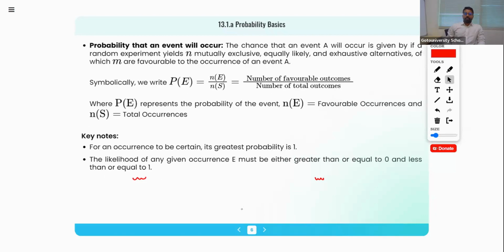As I told you, the definition of probability is given here. What is the probability that an event will occur, which is represented by P(E) symbolically? The chance that an event A will occur is given by a random experiment yielding n mutually exclusive, equally likely, and exhaustive alternatives of which m are favorable to the occurrence of the event A. We don't have to worry about this part right now. I'll just tell you this particular definition symbolically. Probability of an event is given by the number of favorable outcomes divided by the total number of outcomes.